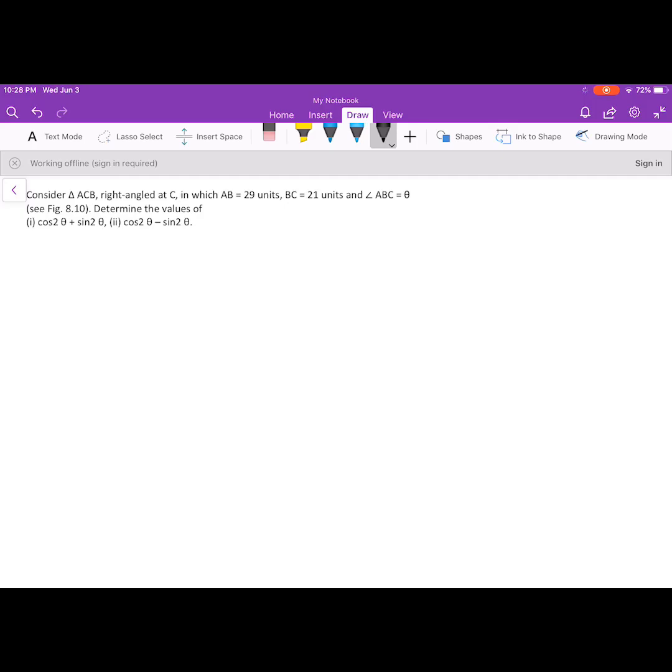Now let us see the third example. It is given: consider a triangle ACB right angled at C, in which AB is 29 units and BC is 21 units. Angle ABC is theta. Determine the value of cos square theta plus sin square theta, and also cos square theta minus sin square theta. So for the given, I'll draw a triangle so that it will be easy for me to understand.